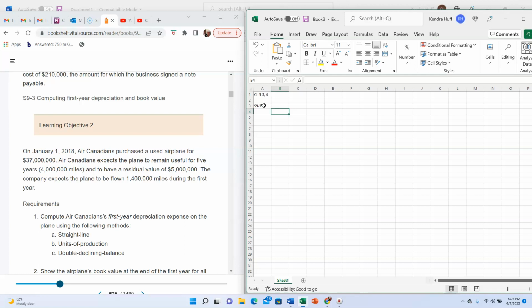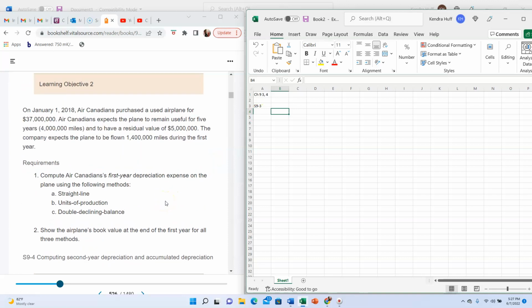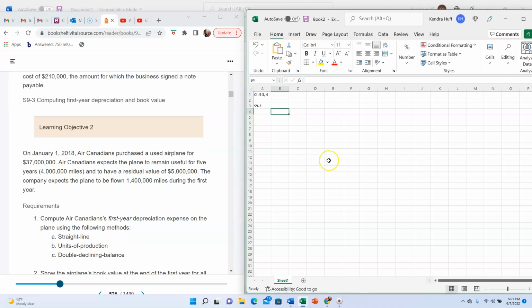On January 1st of 2018, Air Canadians purchased a used airplane for $37 million. Air Canadians expects the plane to remain useful for 5 years or 4 million miles and to have a residual value of $5 million. The company expects the plane to be flown 1.4 million miles during the first year. Compute Air Canadian's first year depreciation expense on the plane using straight line, units of production, and double declining. And then show the plane's book value at the end of the first year for all 3 methods.